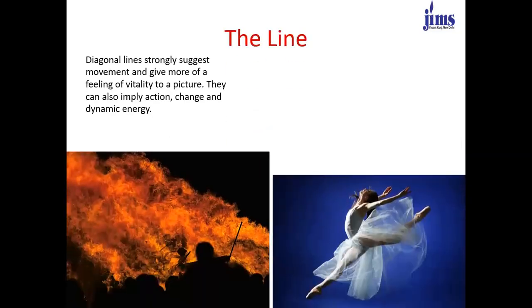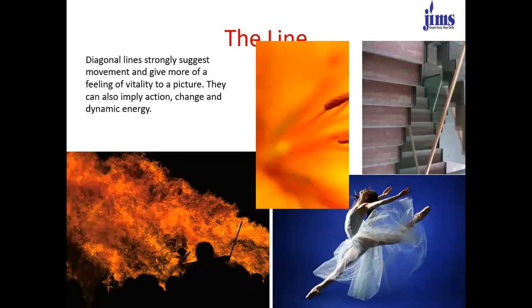Okay, then we're going to talk about diagonal lines. Up till now we've talked about point. Just a small recap for you. Points are real and virtual, which we have talked about. In the case of line, we're talking about the directions of the line, which convey the mood. We've learned about horizontal, we've learned about vertical, and now we're going to talk about diagonal lines. Diagonal lines strongly suggest movement and give more of a feeling of vitality to a picture. They can also imply action, change, and dynamic energy. You can see the images on the screen, which clarify the concept of a diagonal line. There are a few more examples here.